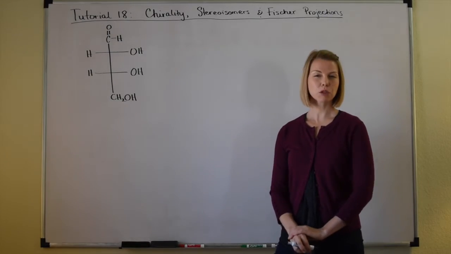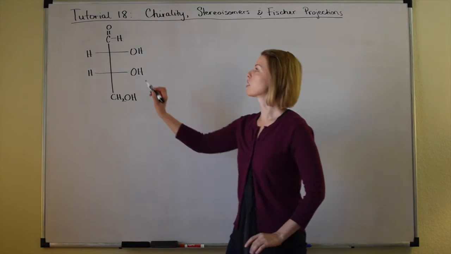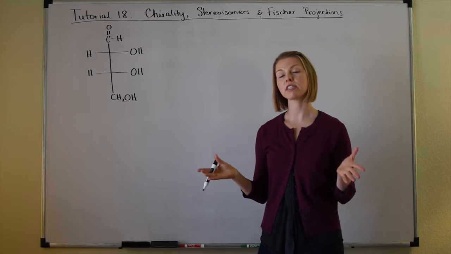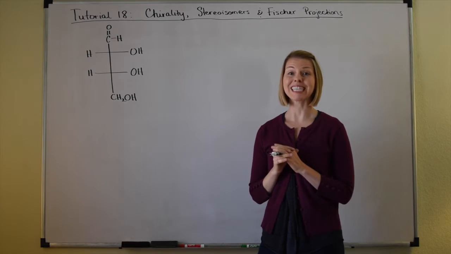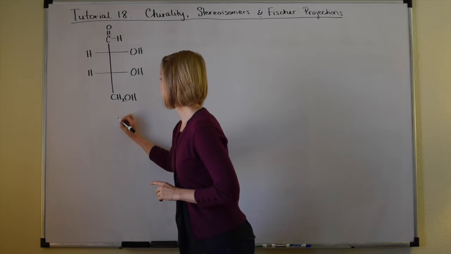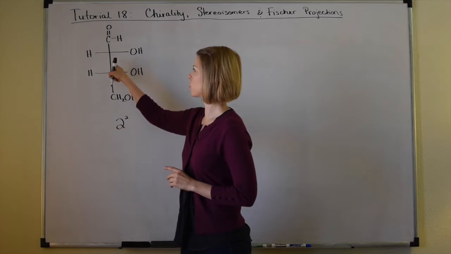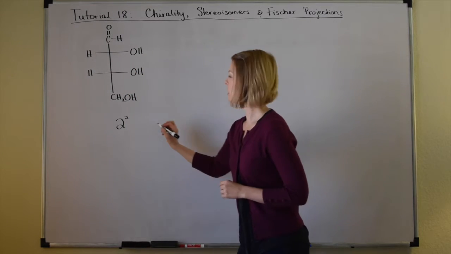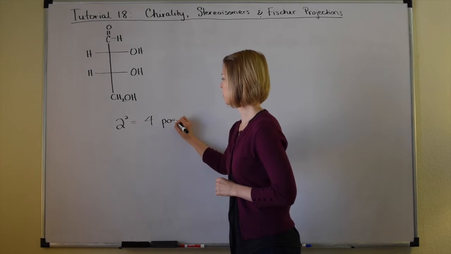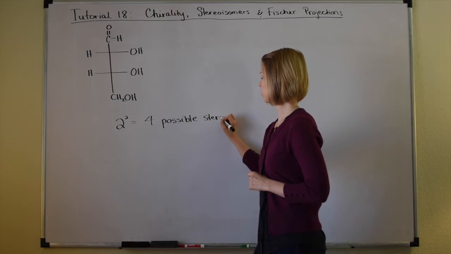So for our last problem, we're looking at another molecule in Fischer projection with 2 chiral carbons. We're going to find all the different stereoisomers that exist for this molecule. So we've got as many as 2 to the n, which is 2 squared, equals 4 possible stereoisomers.